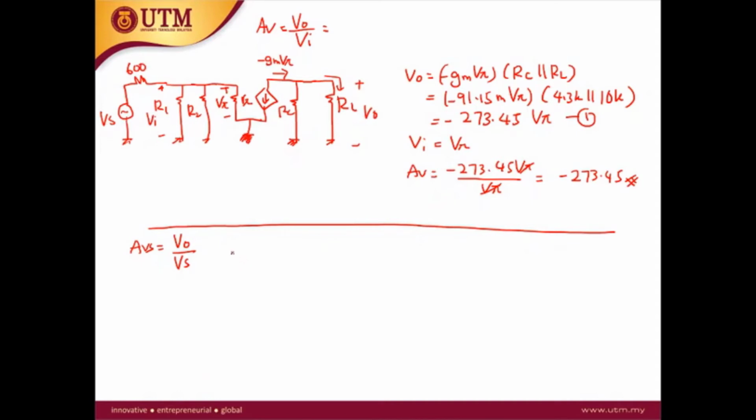Okay, how can we do that? In this case, V out you can take from the previous calculation. V out is minus 273.45 V pi. So Vs you need to relate with the V pi. Okay, so you know here the V pi is equal to V in.